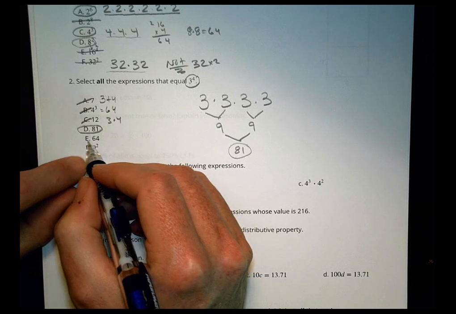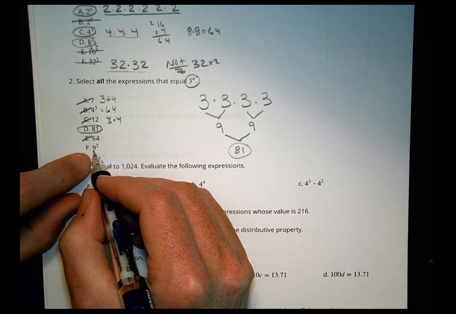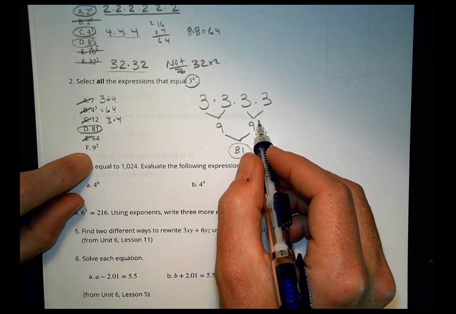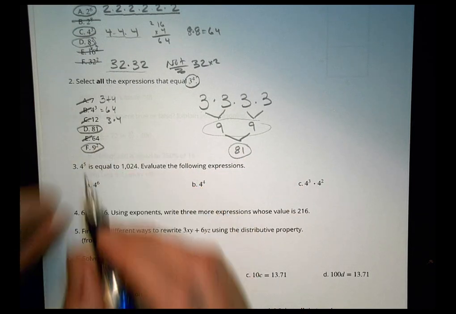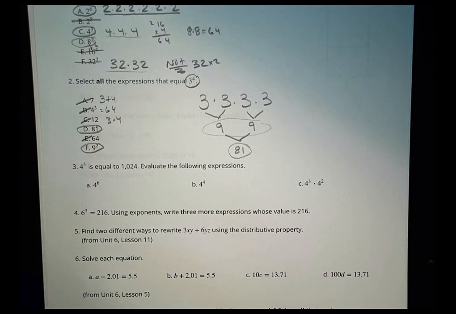64, we've already said no to that one. And then 9 squared. Well, look what we have right here. 9 times 9 is what? 81. So that's correct as well. So number 2 is good.